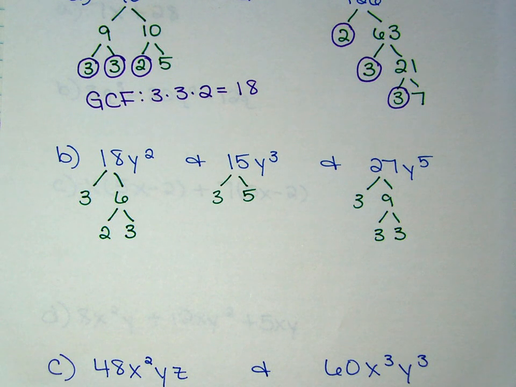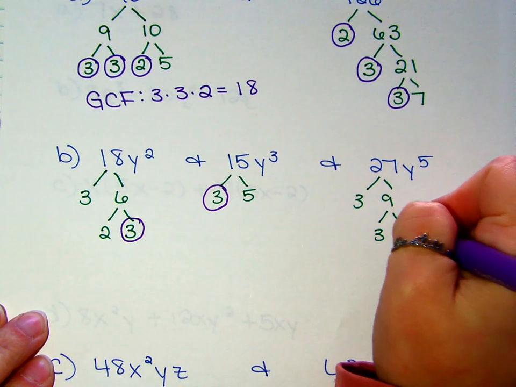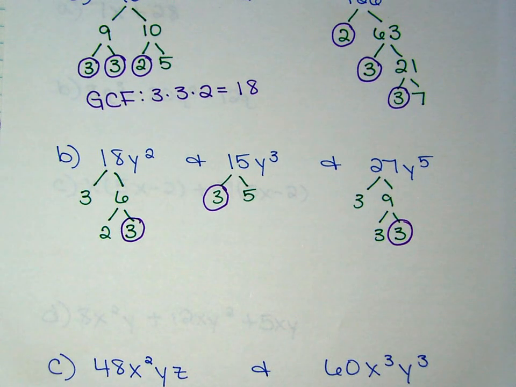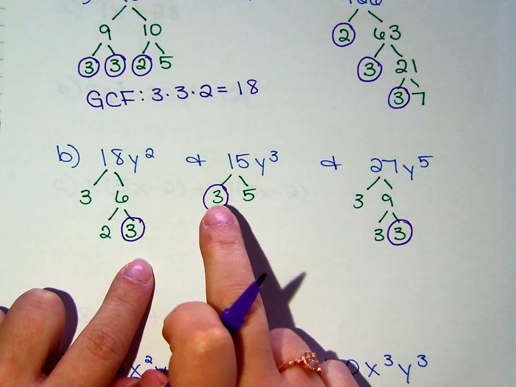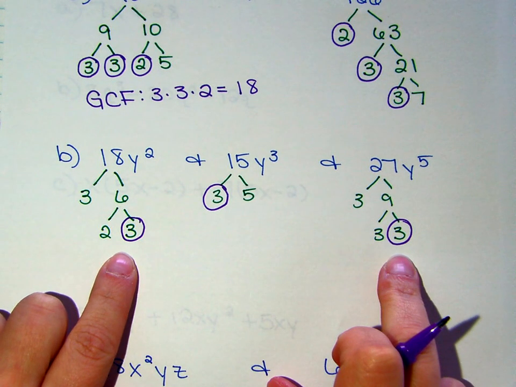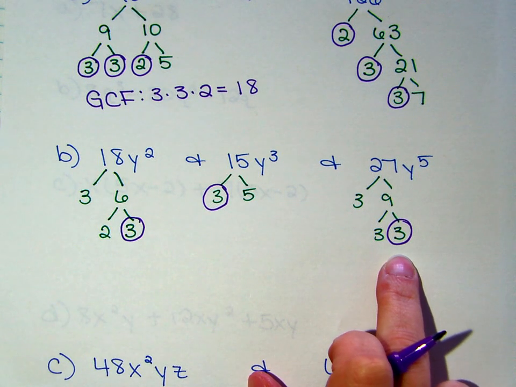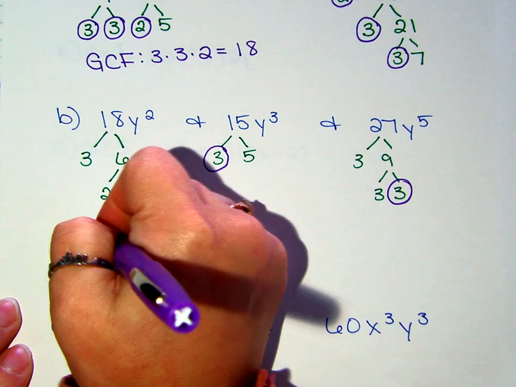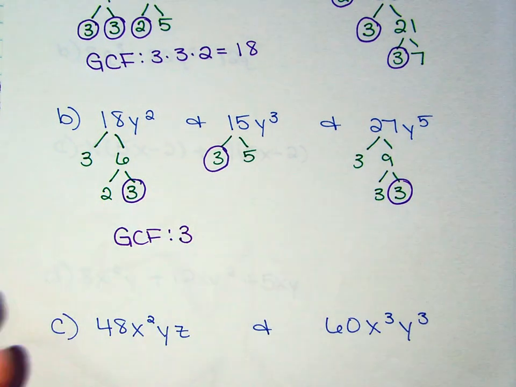A number 3. This one has a 3, this one has a 3, this one has a 3. Notice on these two, there's more than one 3. But because the 15 only has one 3, I'm only having one circled, because that's the only thing they all have in common. They share one 3. They don't share 2 3s or 3 3s, they just share one. So my greatest common factor so far is 3, but now I need to consider my variables.